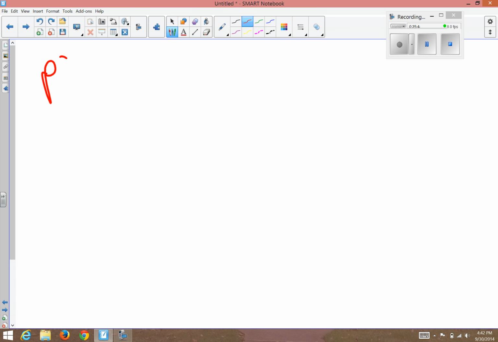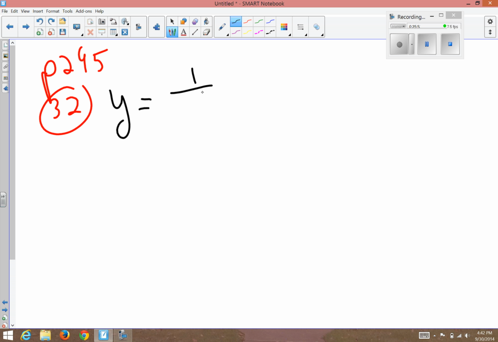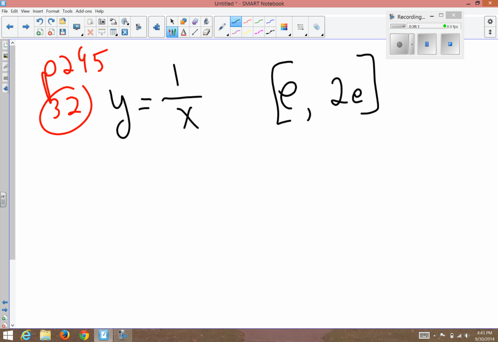Page 295, exercise 32. Sorry, it doesn't say y equals 1 over x squared, it just says y equals 1 over x. And there's an interval from e to 2e, from this number e to this number, 2 times e. The question is, find the average value of this function. The symbol could be y with a bar on top.